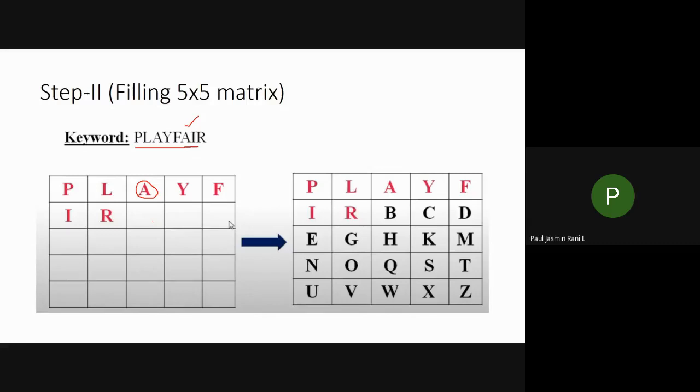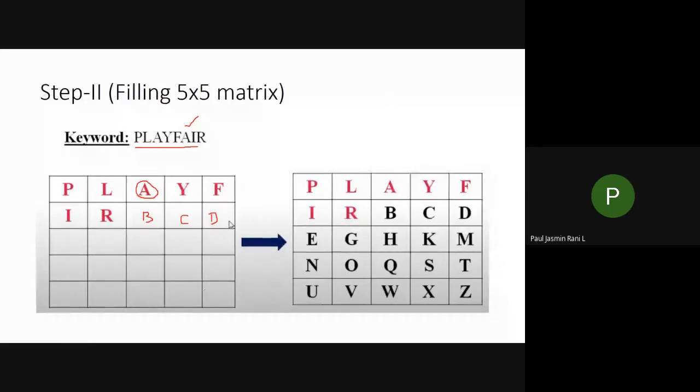So what are the remaining alphabets? Already A is over. Then you have to fill B. Next, you have to fill C. Next, you have to fill D. Suppose if a letter is already existing in your matrix, then you have to skip that one, and you have to fill all your alphabets. You all know that you have 26 alphabets in total, but in your matrix you have space for only 25 alphabets. So one alphabet will be left, isn't it?